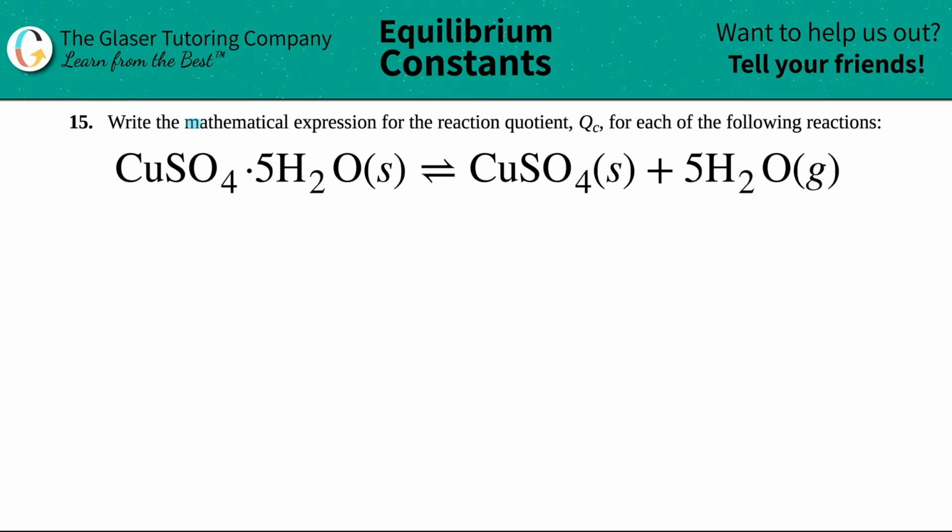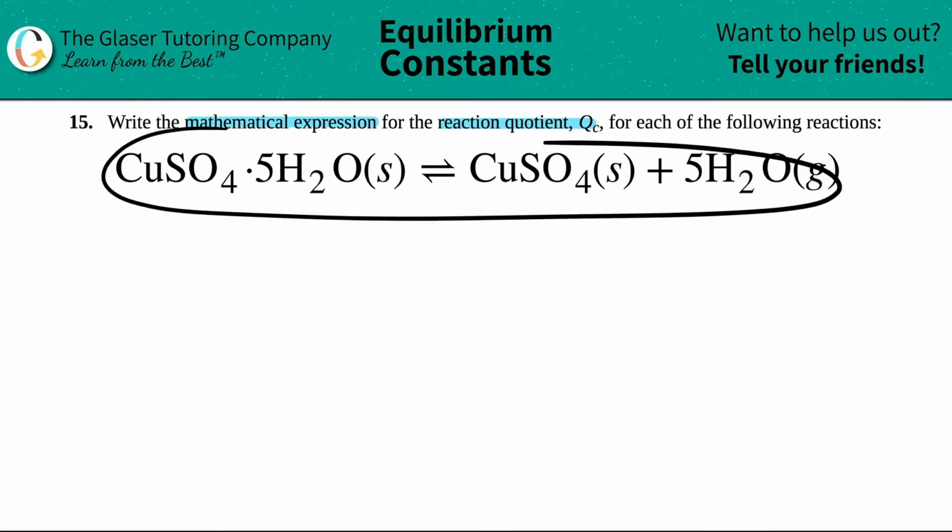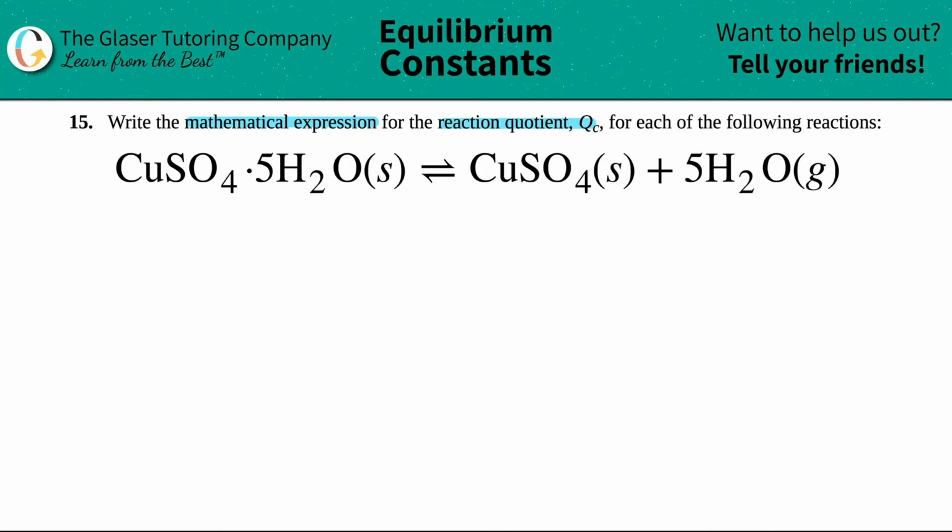15. Write the mathematical expression for the reaction quotient, which is QC, for each of the following reactions. And then we have this one right here. So in this case, I have to find the QC for CuSO4 and then 5 H2Os, which is a solid, right? This is a hydrate. And it comes to equilibrium with CuSO4 solid plus 5 H2O gas.